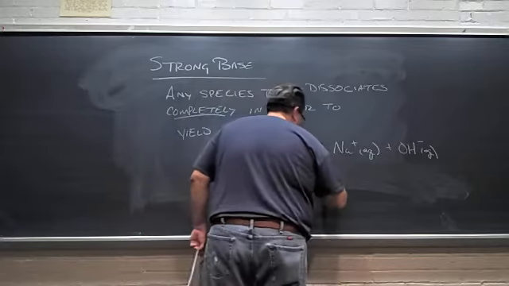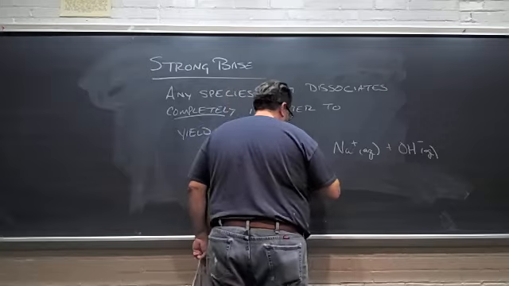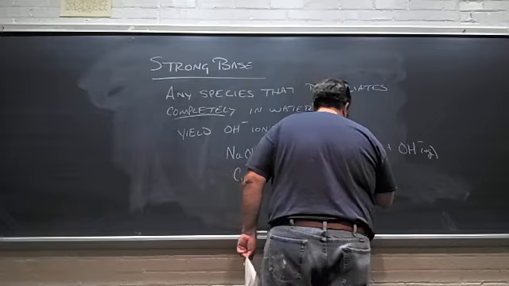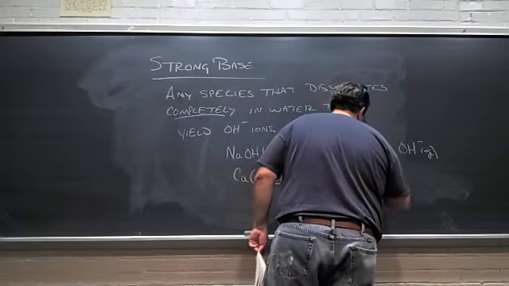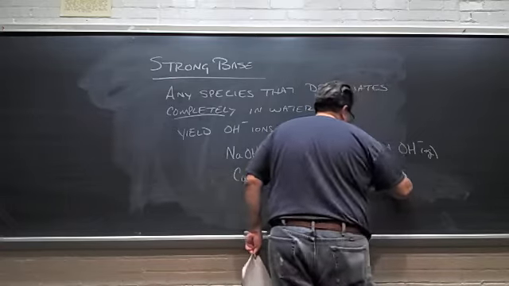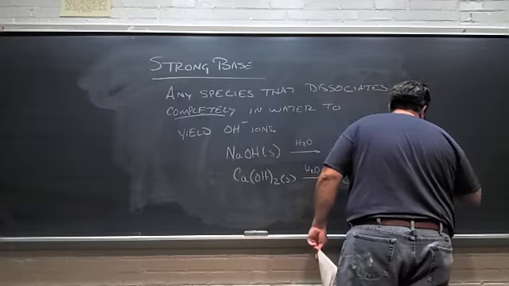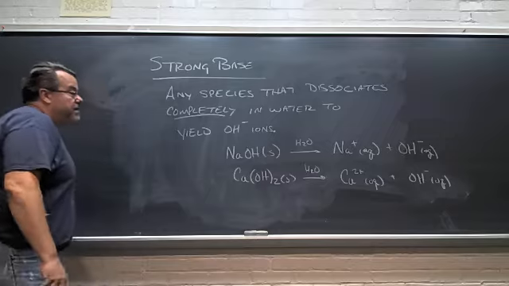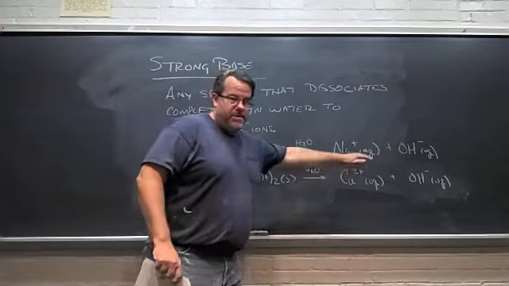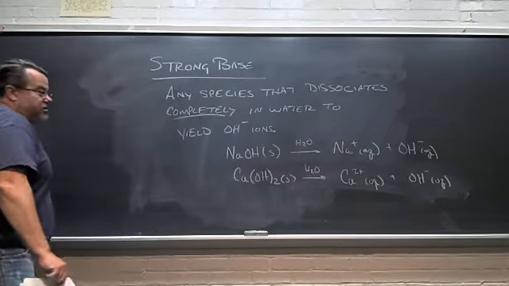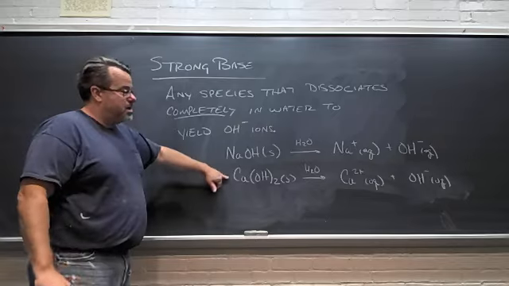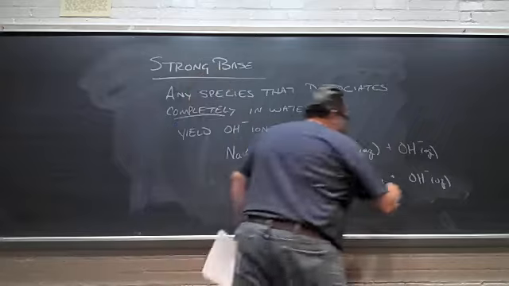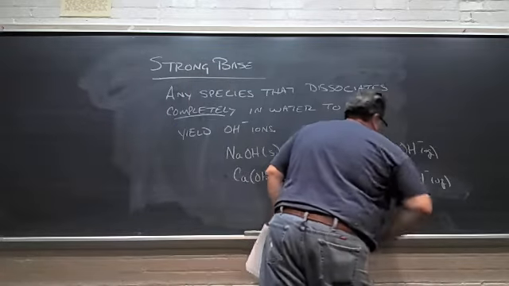So when you put calcium hydroxide in water, it's going to break apart completely to give you calcium ions and hydroxide ions. Okay? And you should see a problem with that. What did I leave out of this equation here? Right. You need a 2 there.